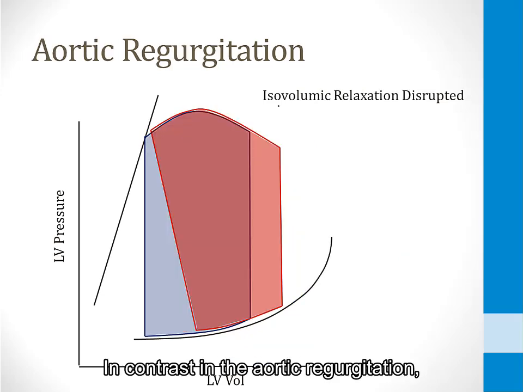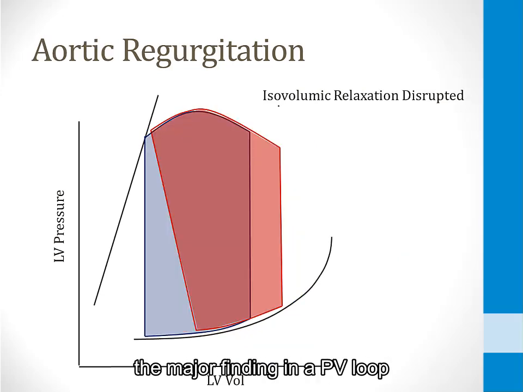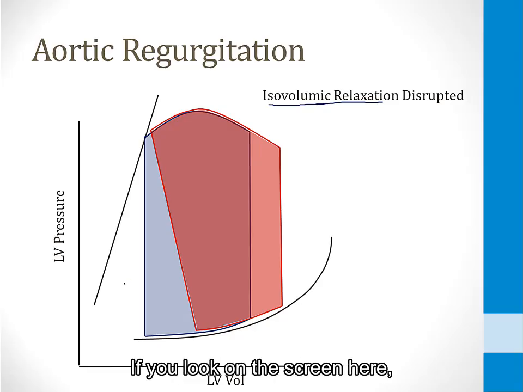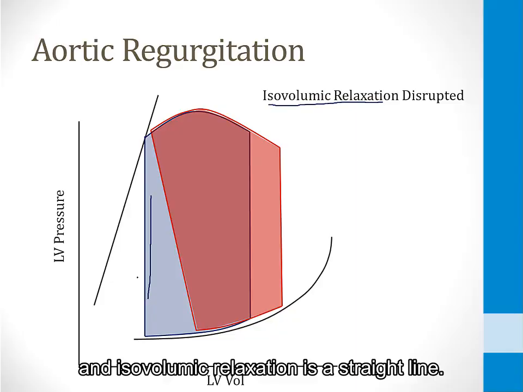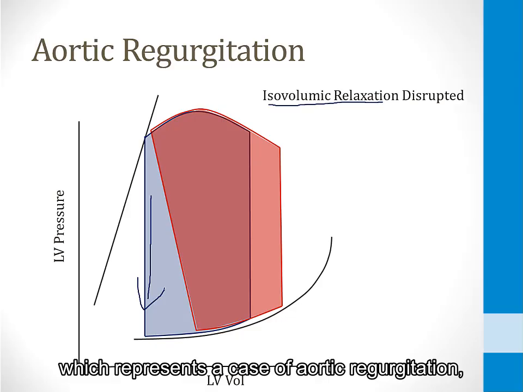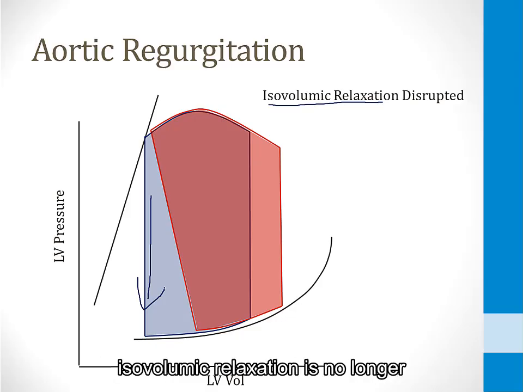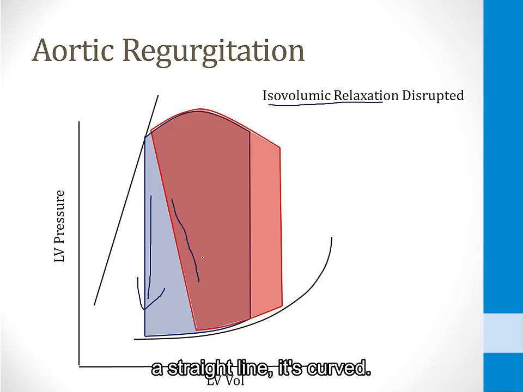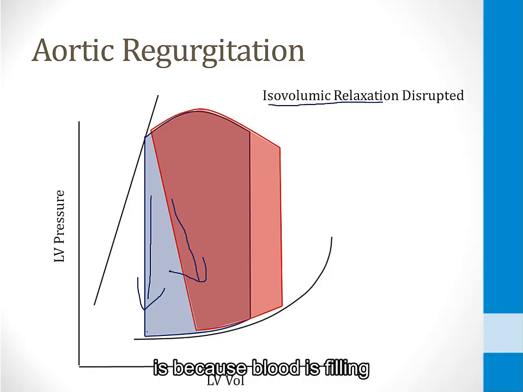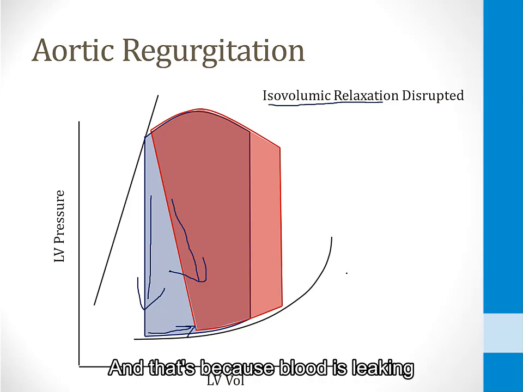In contrast, in aortic regurgitation, the major finding in a PV loop is that isovolumic relaxation is disrupted. If you look on the screen here, the blue loop is a normal PV loop and isovolumic relaxation is a straight line. That means it's isovolumic. In the red loop, which represents a case of aortic regurgitation, isovolumic relaxation is no longer a straight line. It's curved. In other words, it's not isovolumic anymore. And the reason it is not isovolumic is because blood is filling the ventricle during relaxation, and that's because blood is leaking across the aortic valve and into the left ventricular chamber.